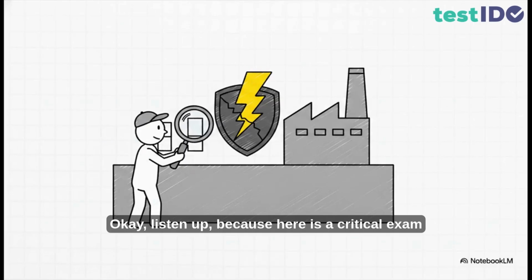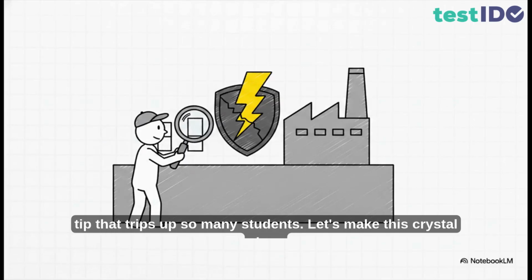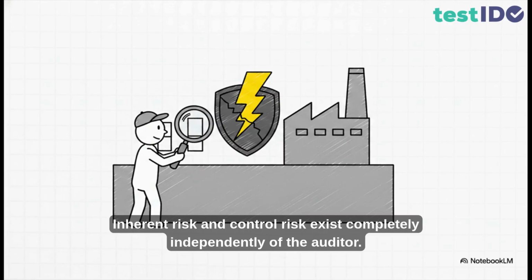Okay, listen up, because here is a critical exam tip that trips up so many students. Let's make this crystal clear. Inherent risk and control risk exist completely independently of the auditor.